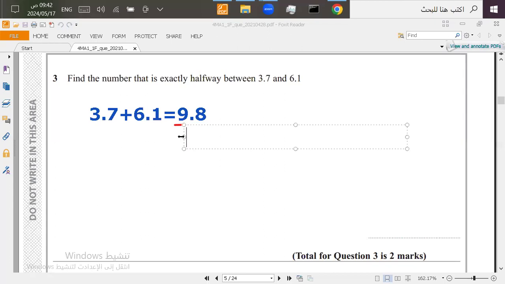between them. This is 2, and then equals. So you can use a calculator here. 9.8 divided by 2 is going to be 4.9. So the answer is 4.9. And this is exactly halfway between these two numbers. Now let's move on to the next question.